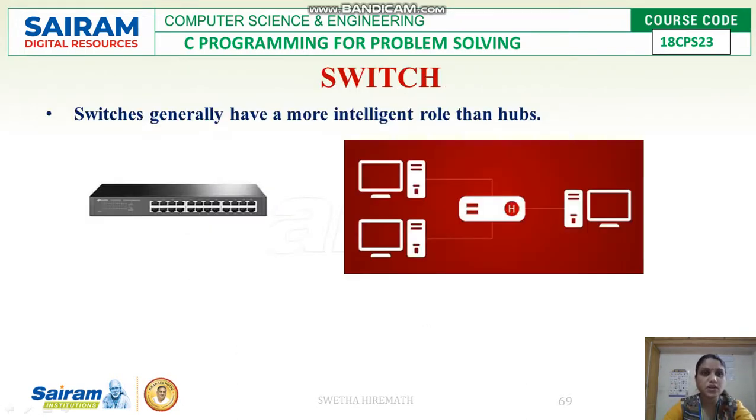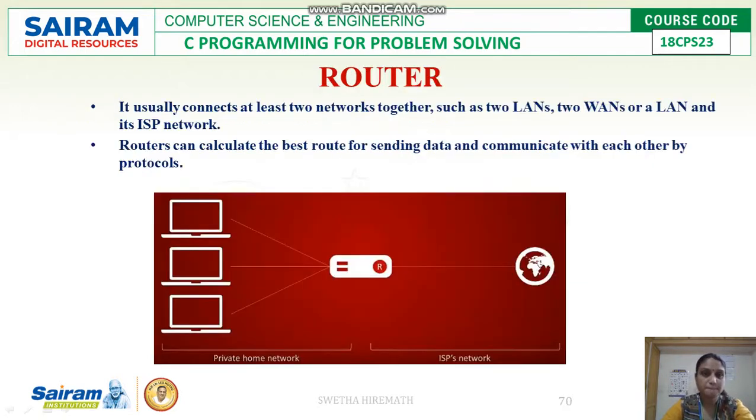Then coming to the switch, switches generally have a more intelligent role than hubs. That is, it will decide to which address what data has to be sent. Destination addresses will be taken care of, and based on that we send the data to that particular destination only. So it doesn't do broadcasting. Whatever data is important for which computer, it will analyze and then forward that data.